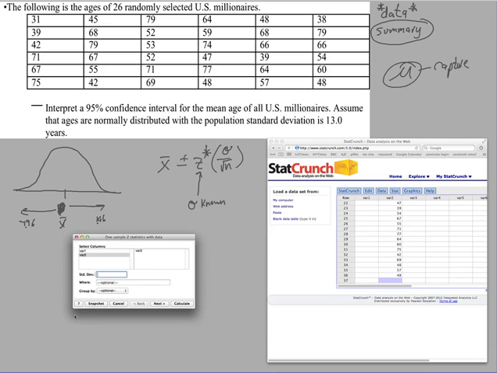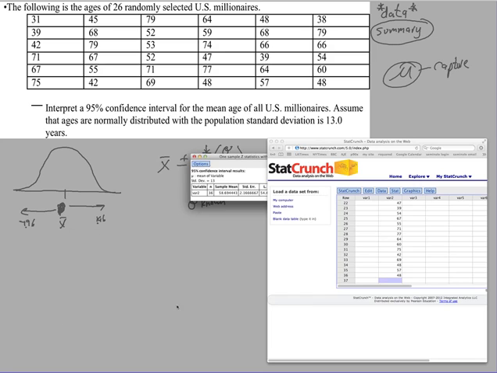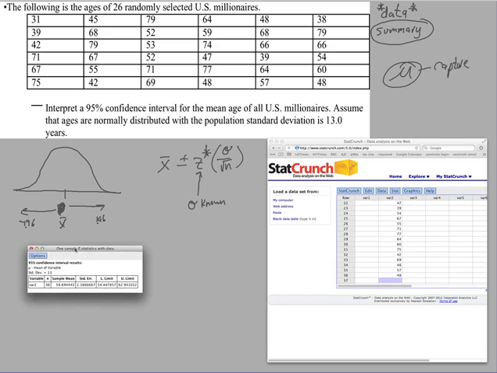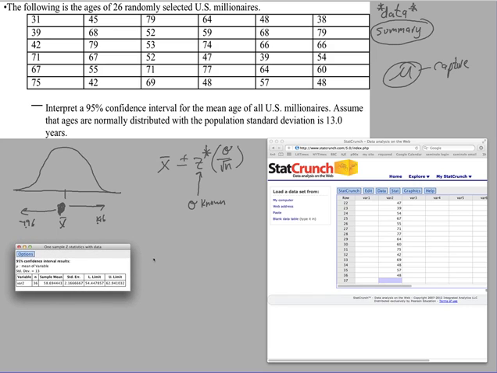The standard deviation is 13. They give it to us. There's nothing else there. We want to do a confidence interval. We want 95%. Let's go ahead and calculate. There you go, that's our interval: 54.45 and 62.94. So these are your intervals right here.